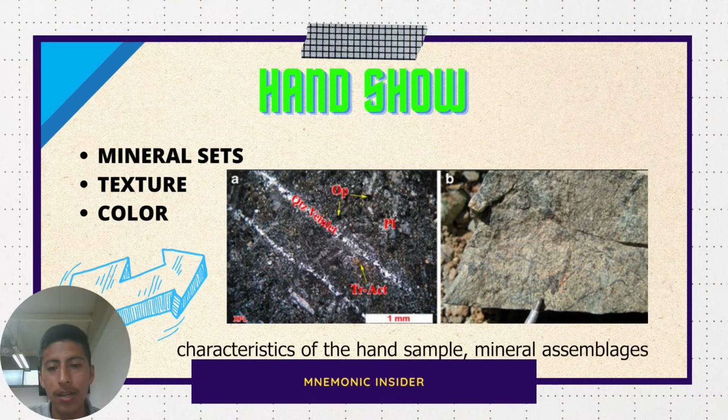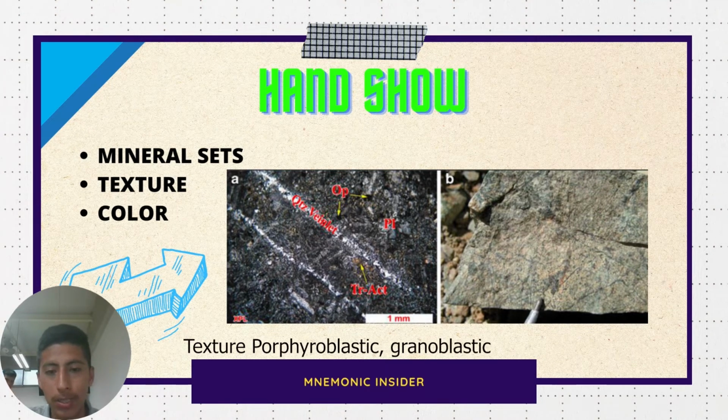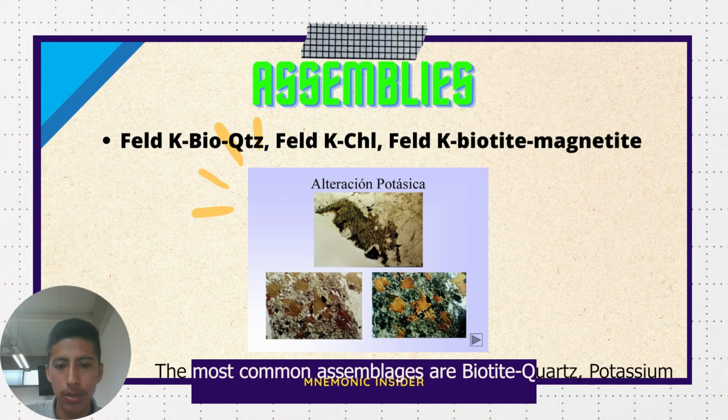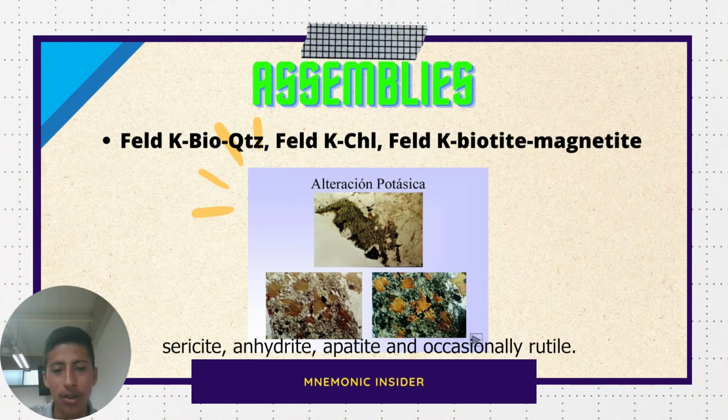Characteristics of the hand sample: mineral assemblage, orthoclase, microcline, Amazon stone, quartz, biotite, phlogopite, chlorite. Texture: porphyroblastic, granoblastic, rich in brown and green biotite. The most common assemblages are biotite, quartz, potassium feldspar, magnetite, accompanied by variable amounts of minerals such as albite, sericite, anhydrite, apatite, and occasionally rutile.